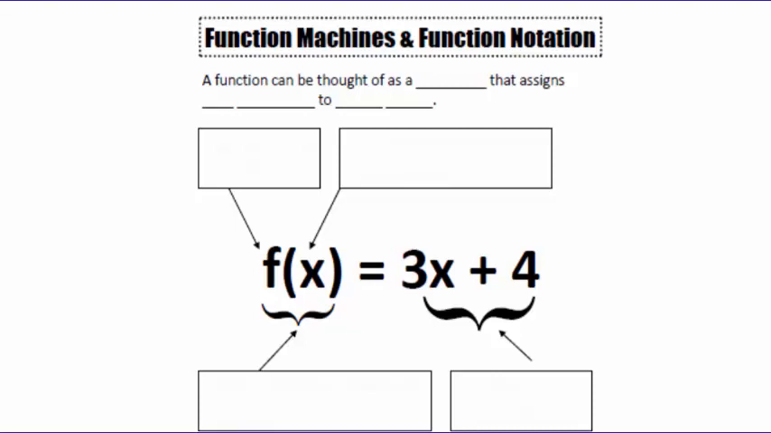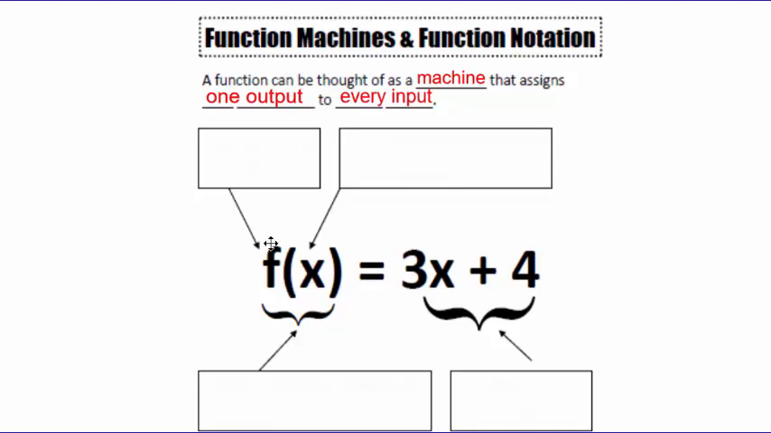So the first thing says that a function can be thought of as a blank that assigns blank to blank. So we're going to fill that in, and we're going to say that a function can be thought of as a machine that assigns one output to every input. So as we're working with functions, you'll hear a lot about function machines. Because if you think about a machine, you put something in and it spits something else back out.